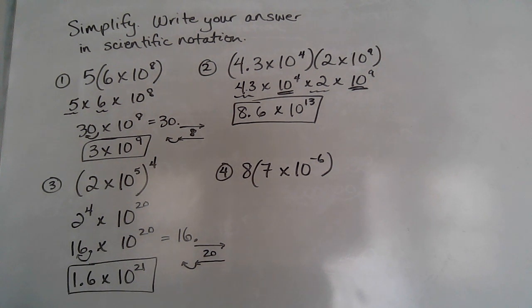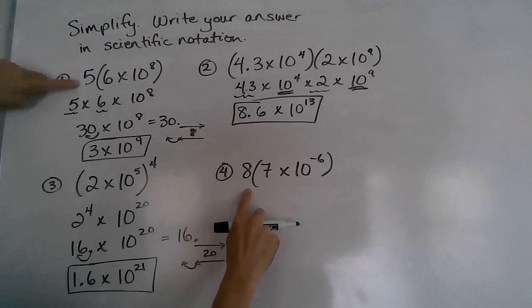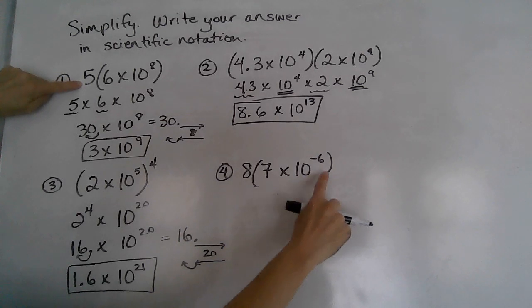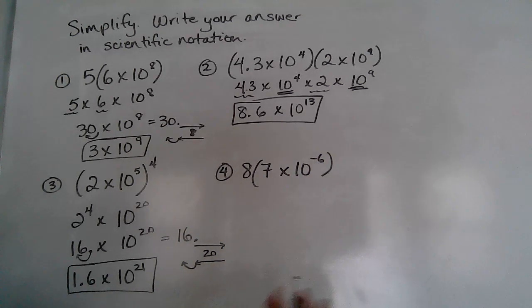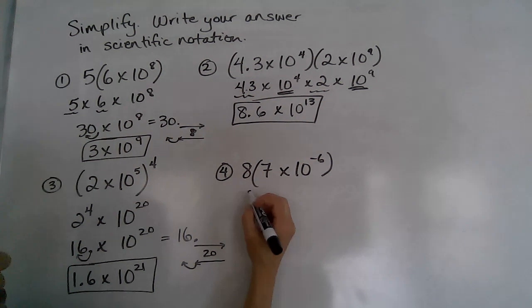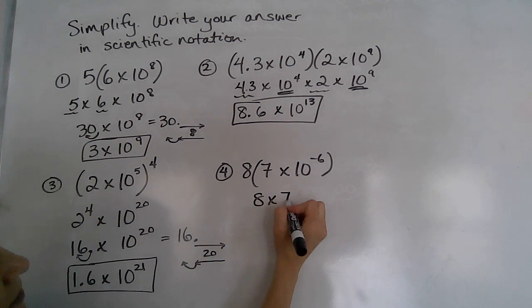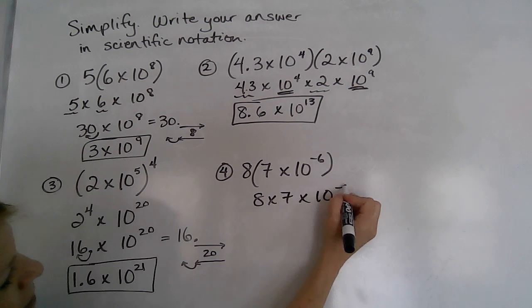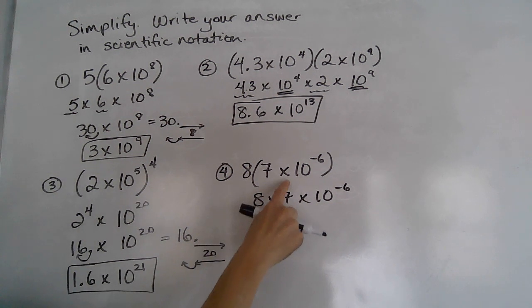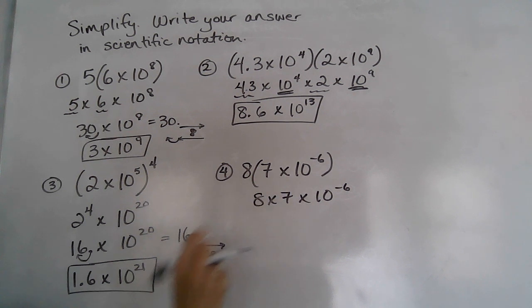All right, let's see if you got the last one right too. Hopefully you're getting them all right. So this one again, very much like this one. The only difference is we have a negative exponent. I thought I'd throw one of those in just to keep that straight in your head also. So we have 8 times 7 times 10 to the negative 6. We're not distributing. This is not an addition. This is not a subtraction. It's just one long multiplication problem.